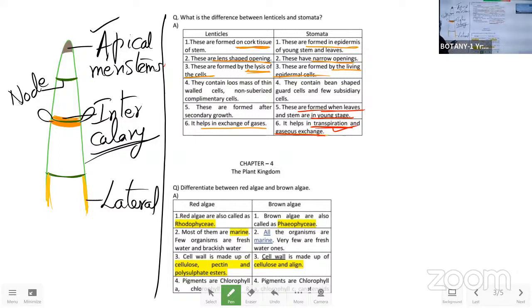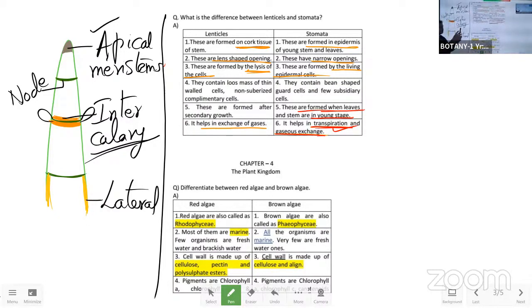Lateral meristematic tissue is the meristematic tissue whose presence occurs after the secondary growth, during the secondary growth. So it promotes the secondary growth only, and it will be formed, otherwise placed, on the lateral side of the stem or the root. So here I am not using the nodes and internodes, on the lateral side of the stem or a root.